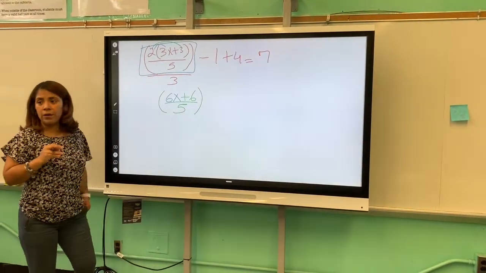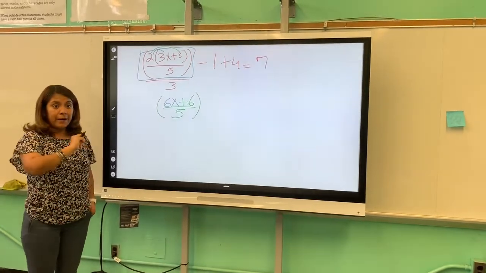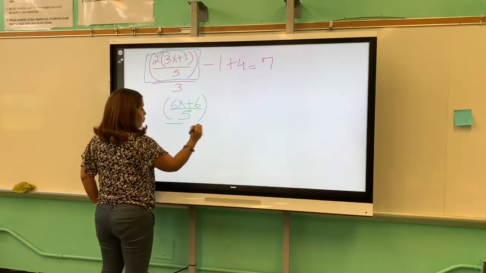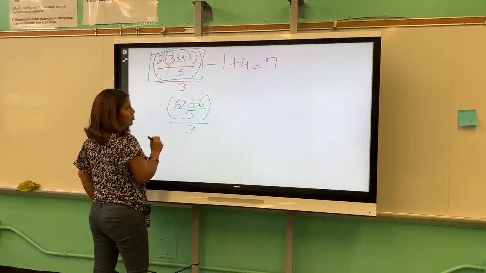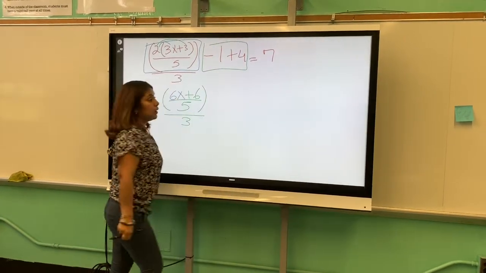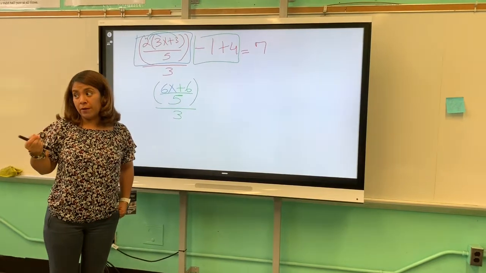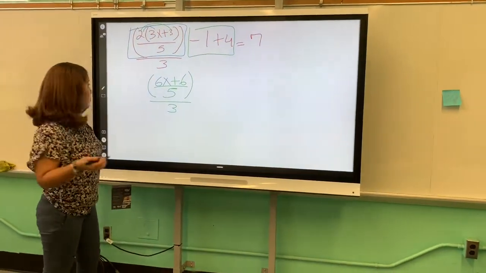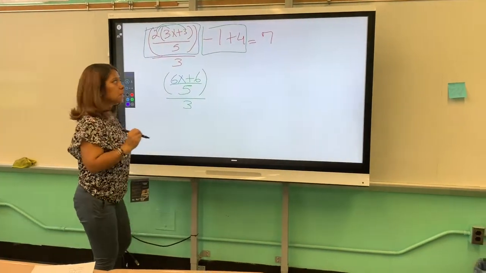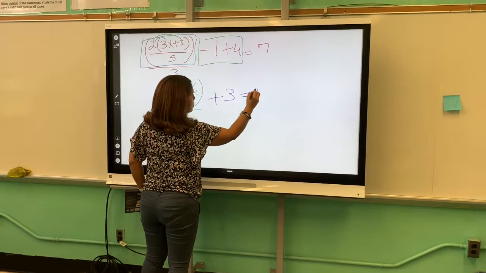This particular one is already done. I'm not going to continue because I don't have anything else to do yet. But I'm going to bring down my division sign, which is 3. Now I'm going to continue with this 2 here. If I have a negative and a positive, you know already that we have to subtract. So that will give me equals to what? Anyone? I will give you. Positive 3. Positive 3, excellent. That will give me equals to positive 3 equals to 7.